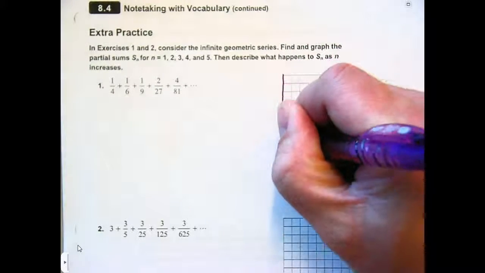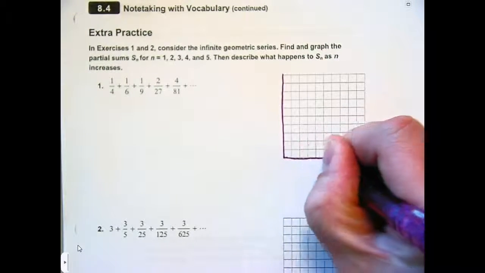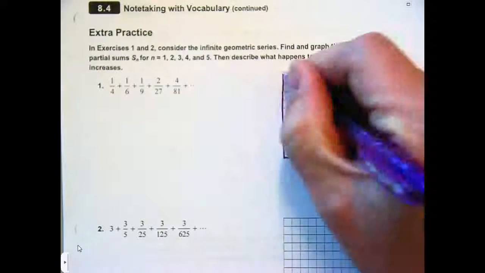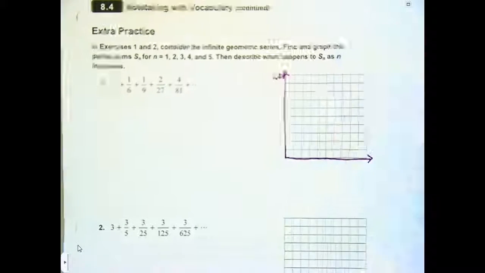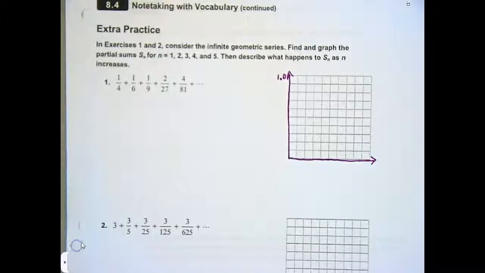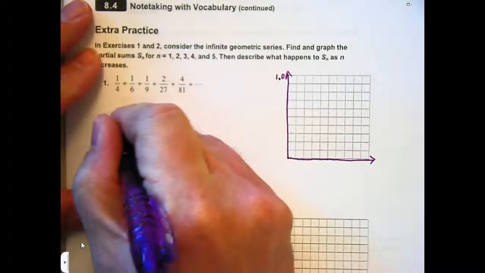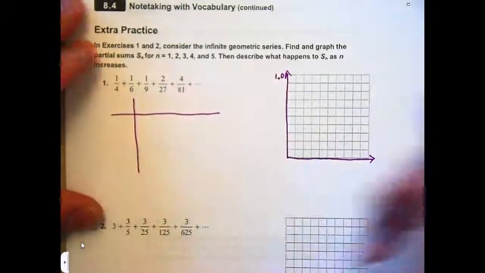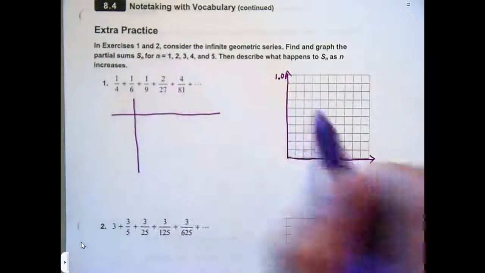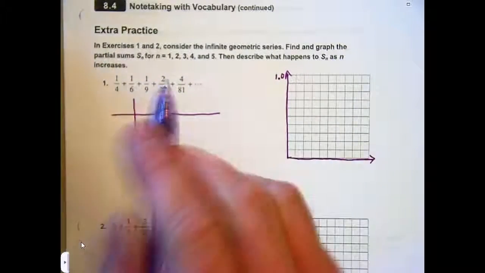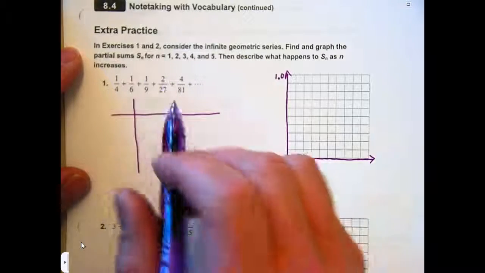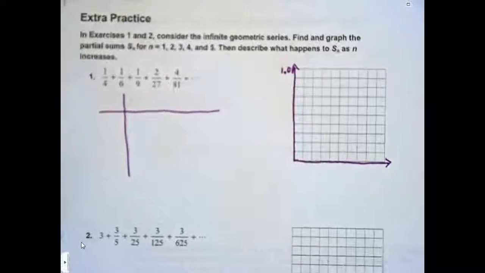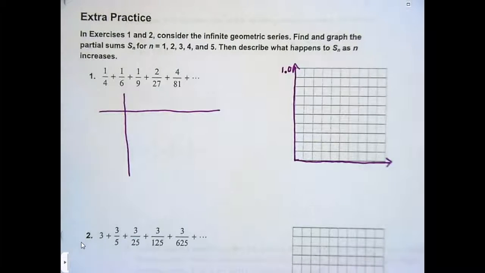Just so we're all staying consistent on this, let's make these our axes. Make this equal to 1.0 right there. Hey, guys, let's talk about this really quick. It says, consider the infinite geometric sequence. Find the graph of the partial sums for S sub n, for n equaling 1, 2, 3, 4, and 5. Then describe what happens to S sub n as n increases.